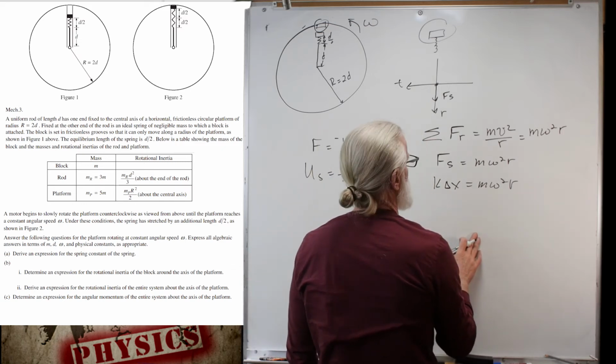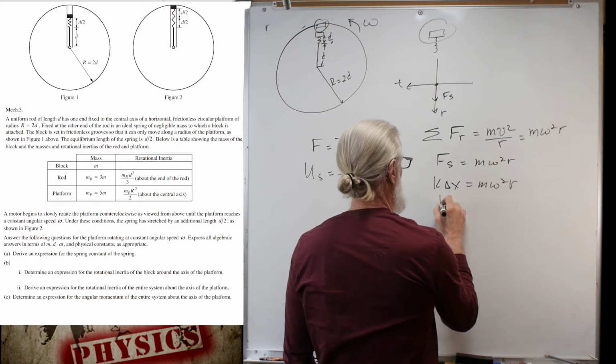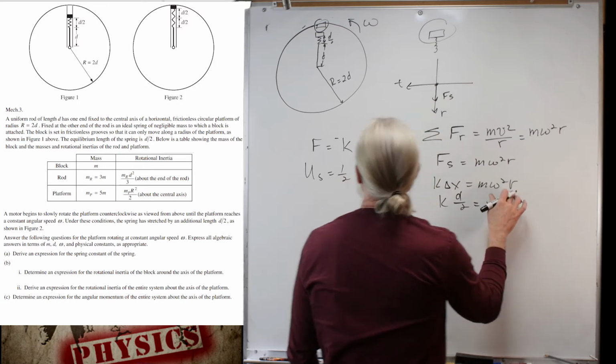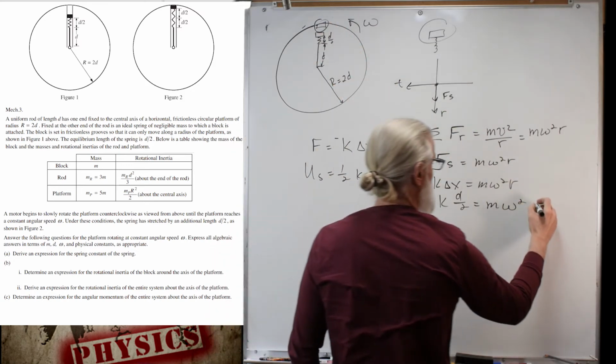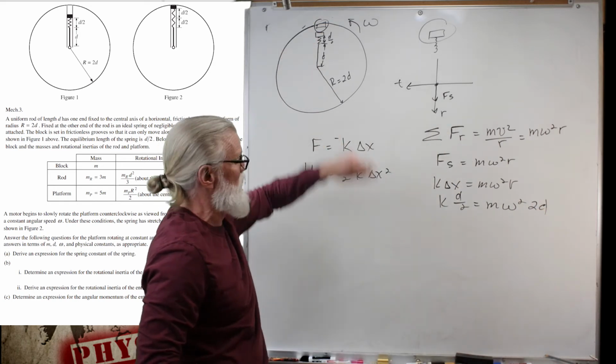And we know delta x. Delta x is d/2. So k d/2 equals m omega squared, and what's r? R is 2d in this case. When it's all the way out there, it's all the way out there, and that's at position 2d.